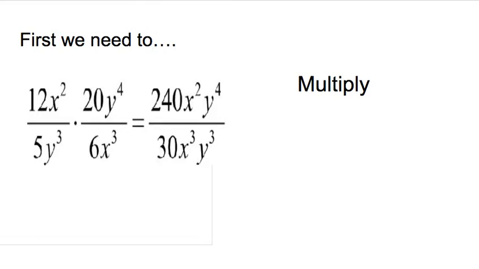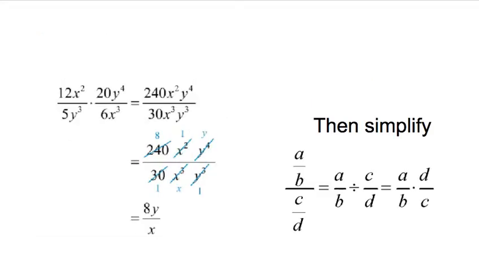You also have to multiply the variables, so x squared times y to the fourth. They don't multiply because x and y aren't the same, so you'll just leave it x squared y to the fourth. Y cubed and x cubed don't multiply because they're not the same, so just leave them. Then you need to simplify. So as you can see, 30 divides into 240 evenly 8 times. Then you can cross out the exponents from the x's and the exponents from the y's. Your final answer should be 8y over x.